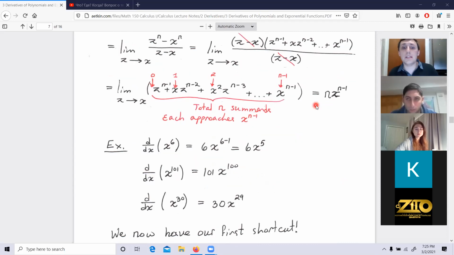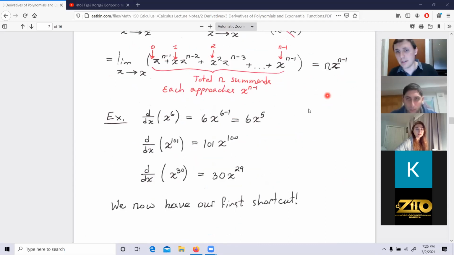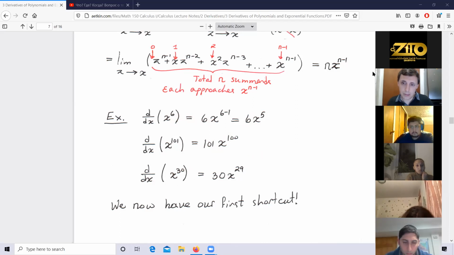So what does it mean, guys? This means what we just verified is that for the derivative of x to the 6, I don't have to bother anymore with that long procedure. It's just 6x to the 5. If I want to find the derivative of this function, I just take the horizontal coordinate, take it to the power 5, multiply it by 6. The derivative of x to the 101 is 101 x to the 100. Derivative of x to the 30 is 30 x to the 29. We have our first shortcut. Clear?